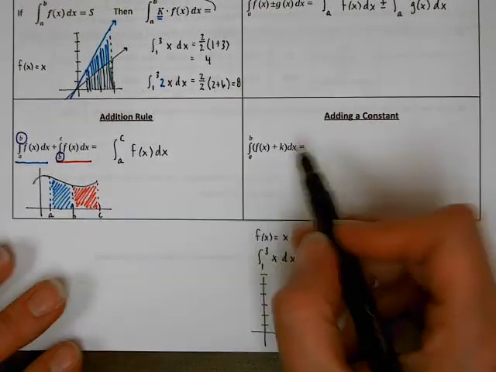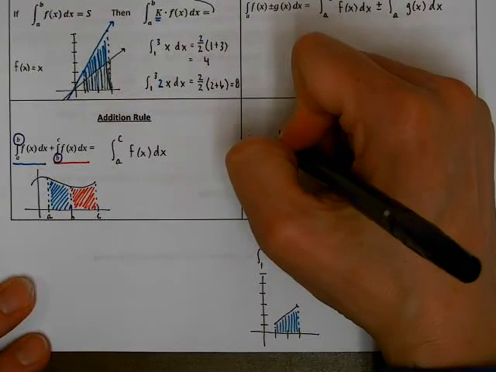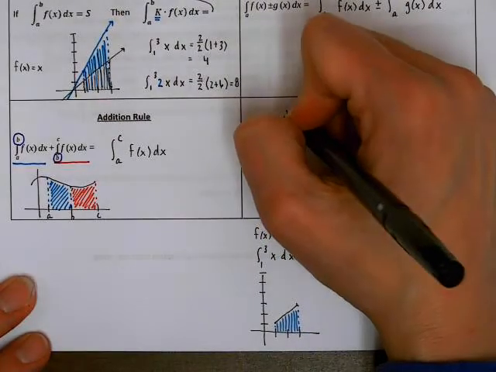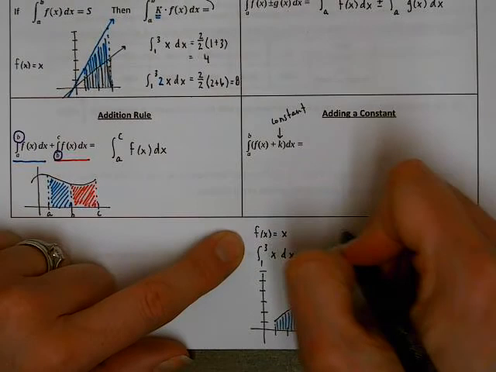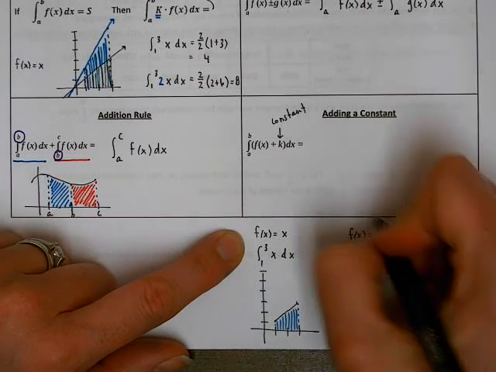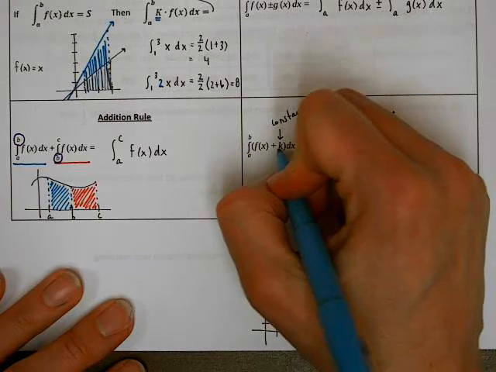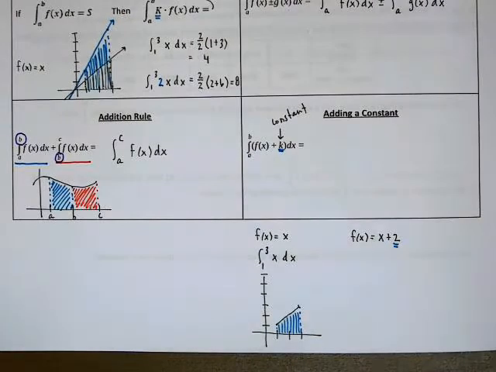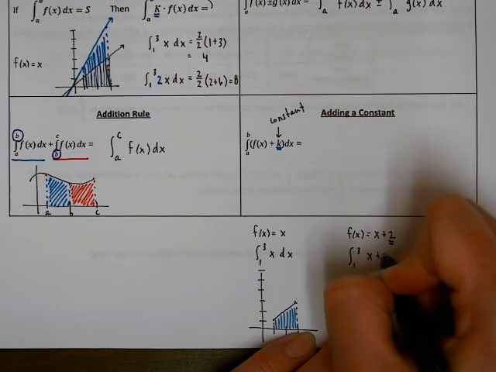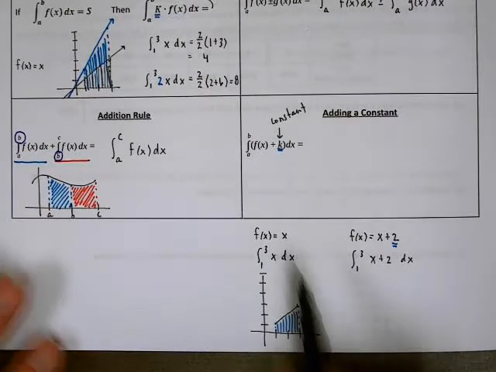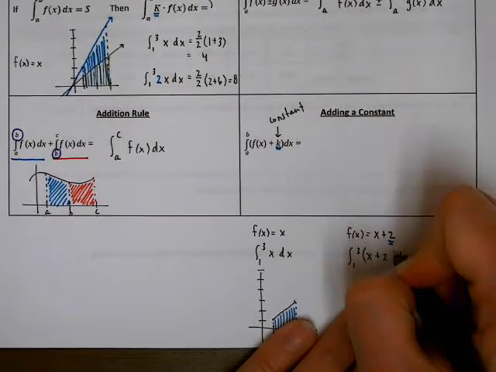Now, in this case, what we're doing is we're adding a constant to our function. This k is a constant. So let's do that here. Let's pick, instead of f of x, we'll go to x plus 2. So in this case, that constant k, we're just calling that 2 here. So now let's find the integral here of 1 to 3 of x plus 2 dx. It's our same function here, f of x, but we have added a constant. And let's see what happens here.